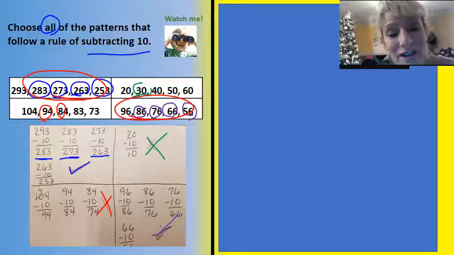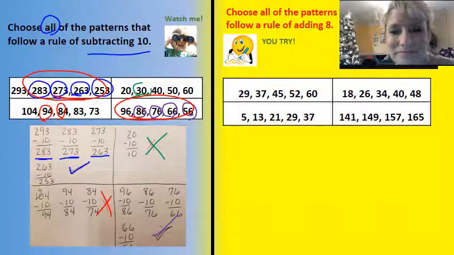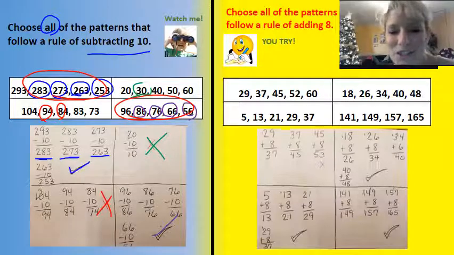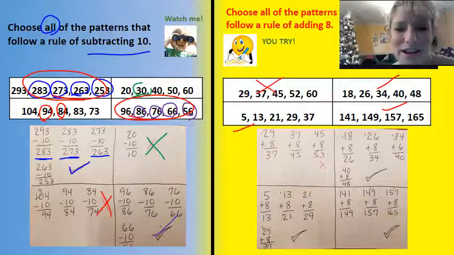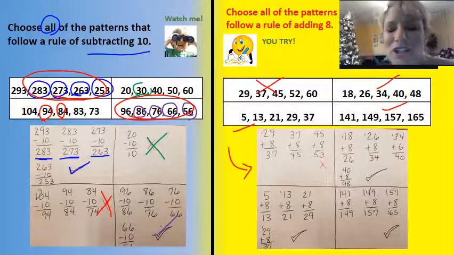Now, on the other side, you're going to get an opportunity to try one, and then we'll check it together. Here you go. Okay, let's see. Did you find this one correct, this one correct, this one correct, and this one not correct? Make sure that you take a look at how I figured out those answers down below.